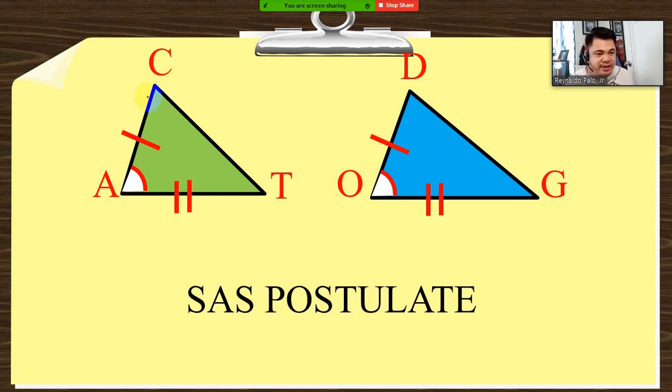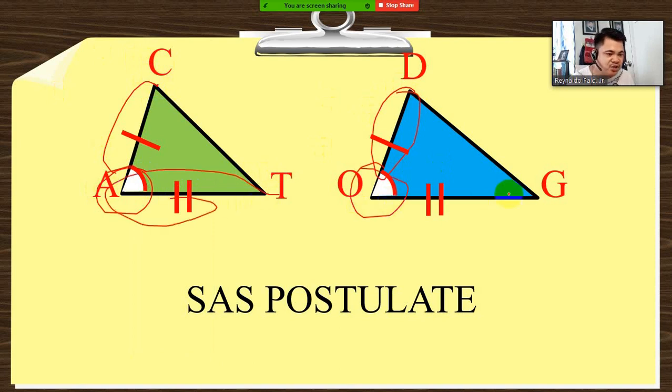So just like what you are seeing here, segment CA is congruent to segment DO. Then angle A is congruent to angle O, and segment AT is congruent to segment OG. That's why we can say that these two triangles, triangle CAT and triangle DOG, are congruent because of the SAS postulate or side angle side postulate. Right?